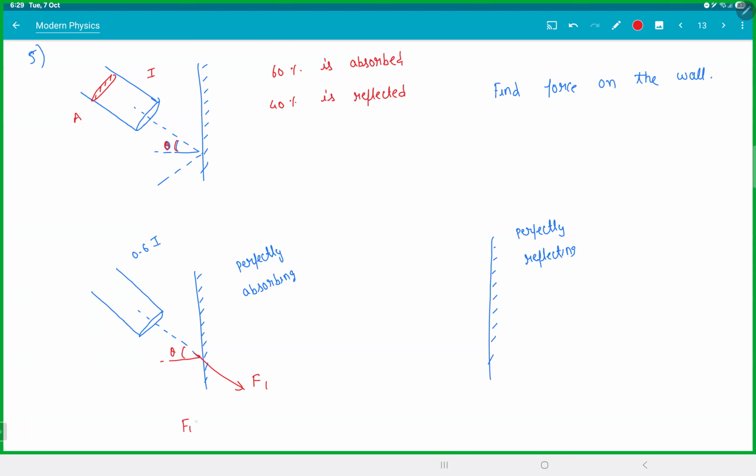So this F1 will be I by C into area. That is the force due to absorption. We get cos theta i cap minus sin theta j cap. You get a force at an angle. So whenever it is getting absorbed, the force will be in the direction of the beam. But when you're getting reflected, this I is 0.6 I.